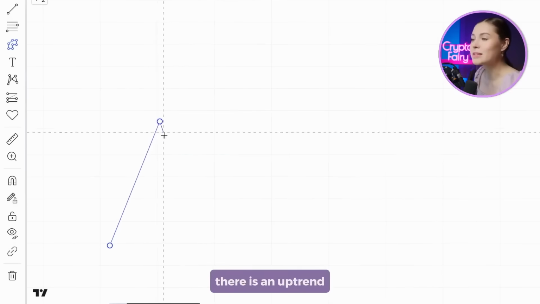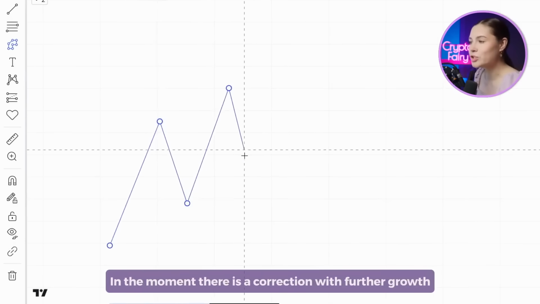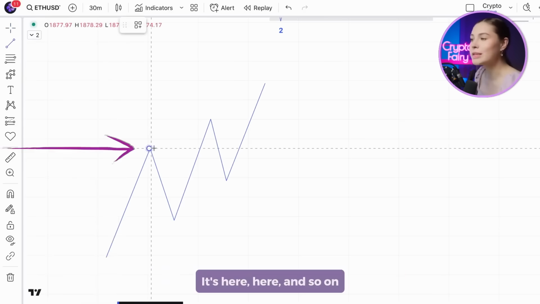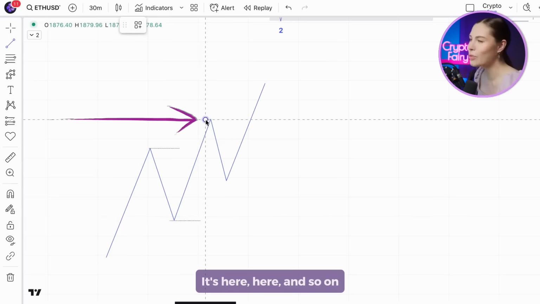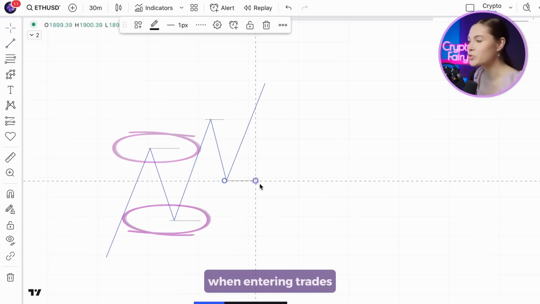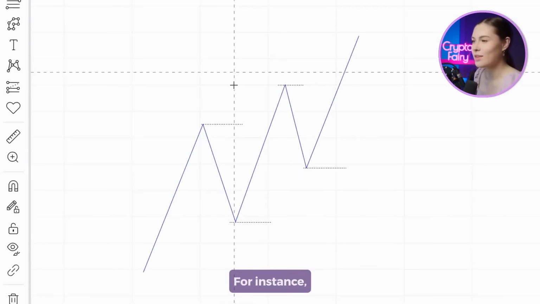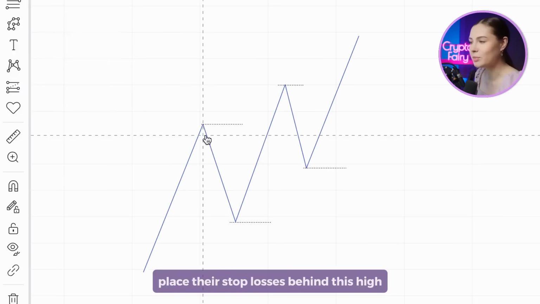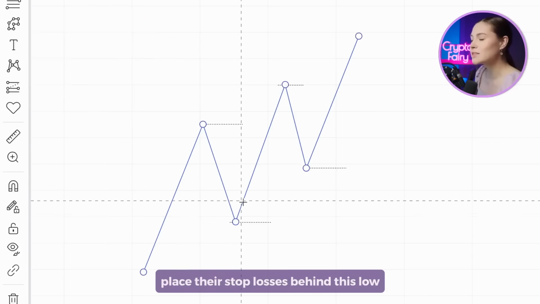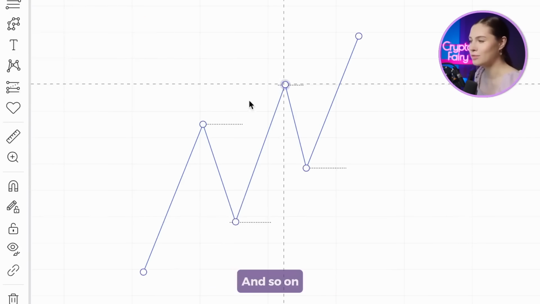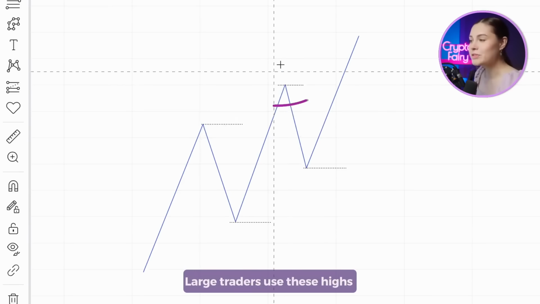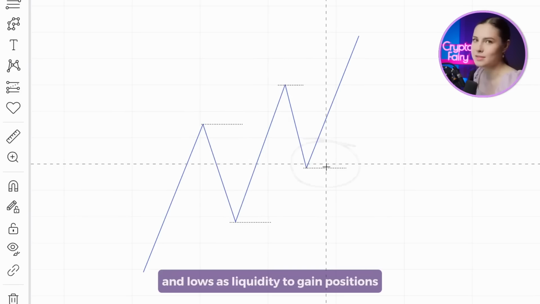For example, there is an uptrend. At some moment, there is a correction with a further growth. Liquidity is located behind each high and low. It's here, here, and so on. Traders place their stop losses behind these values when entering trades. For instance, traders who sold place their stop losses behind this high. Traders who bought here place their stop losses behind this low, and so on. There is a liquidity cluster behind each low and high. Large traders use these highs and lows as liquidity to gain positions.